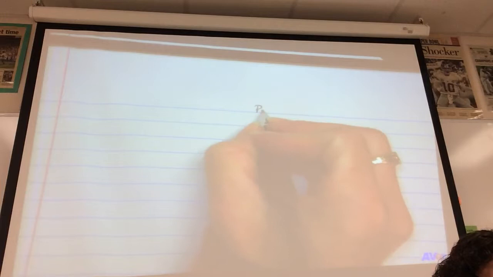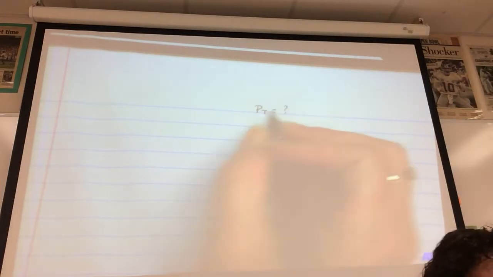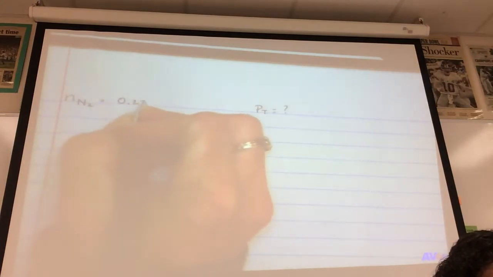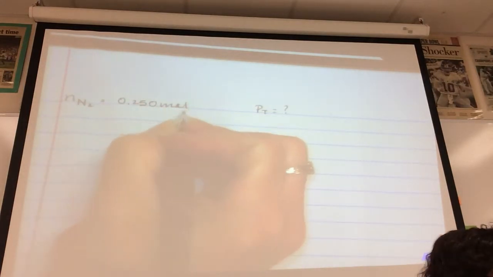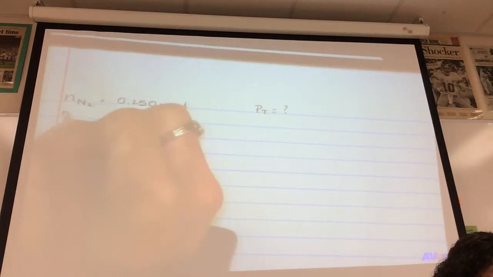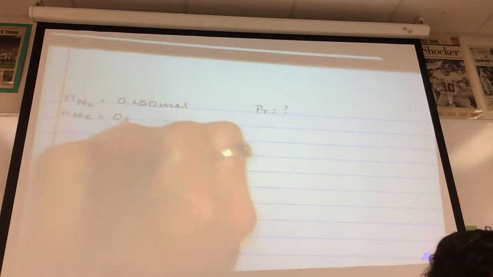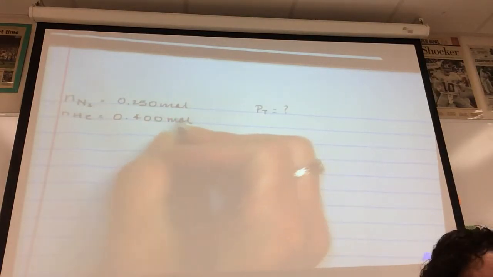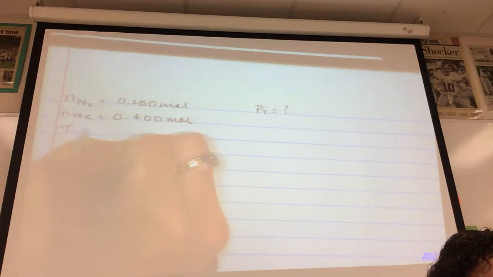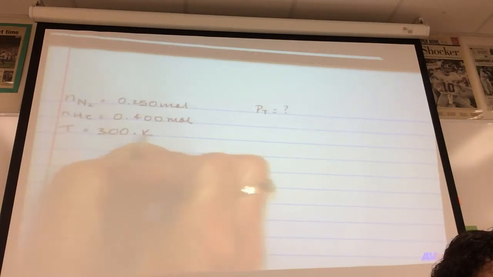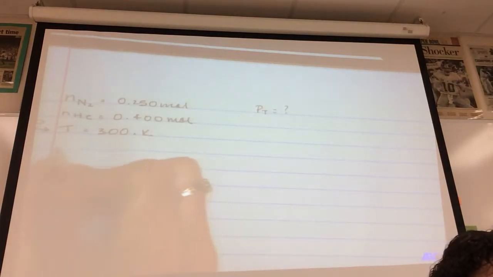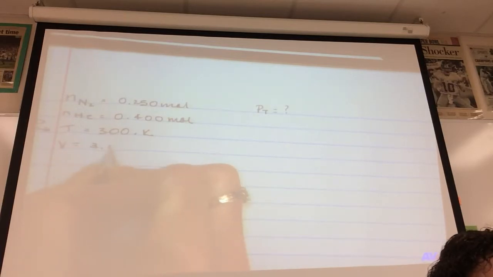We want to know the total pressure. The moles of nitrogen gas is 0.250. The moles of helium is 0.400. The temperature is 300 Kelvin. Now that was initially given in 2 sig figs, so my answer is going to come out in 2. The volume is 3 liters.